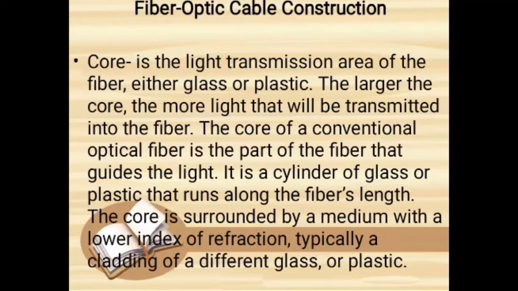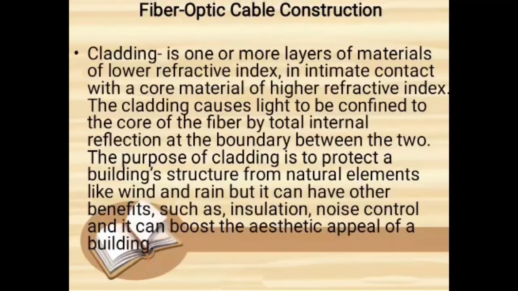The core of a conventional optical fiber is the part of the fiber that guides the light. It is a cylinder of glass or plastic that runs along the fiber's length. The core is surrounded by a medium with a lower index of refraction, typically a cladding of a different glass or plastic. Cladding is one or more layers of materials of lower refractive index in intimate contact with a core material of higher refractive index. The cladding causes light to be confined to the core of the fiber by total internal reflection at the boundary between the two.